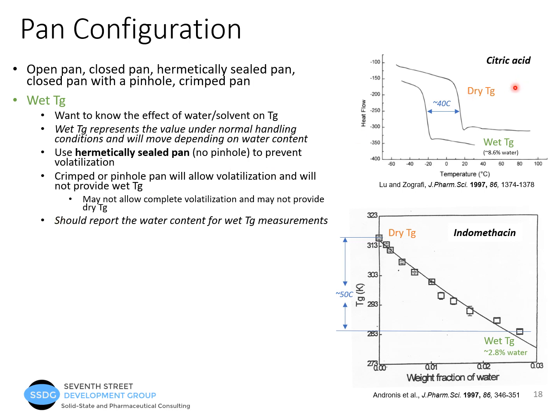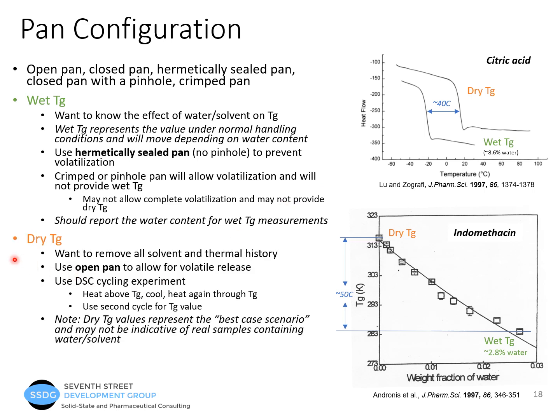So here with citric acid, we have a difference between a dry TG and a wet TG of about 40 degrees. That's significant. That is a huge difference in glass transition temperature when we're talking about stability. So for a dry TG, we want to remove all the solvent and thermal history, so we use an open pan so everything can leave. We can use a DSC cycling experiment in order to do this as well, but note that dry TG values represent the best case scenario. They will give you the highest glass transition temperature that's available.